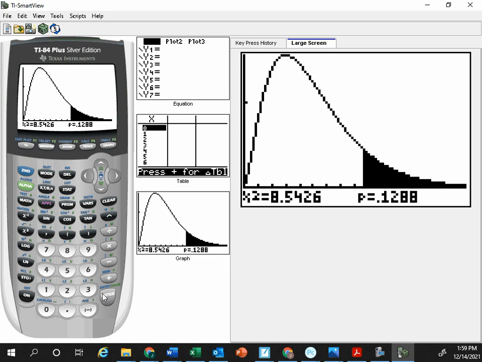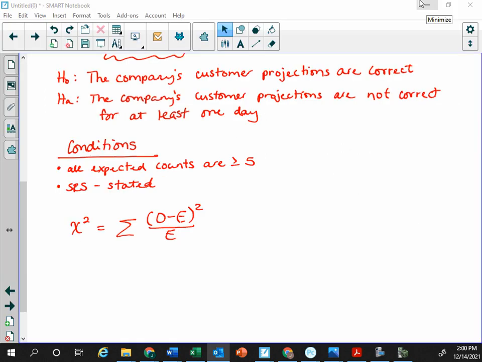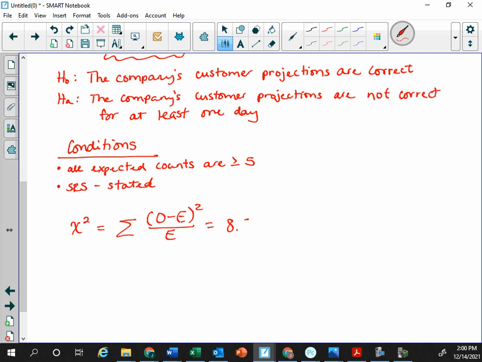All right, guys, so this gives you everything you need to finish out your test. You've got your chi-square value, you've got your p-value, your picture that you can copy. You've got to get all of this back on your paper. So the chi-square value was, I think, 8.54? Something like that.